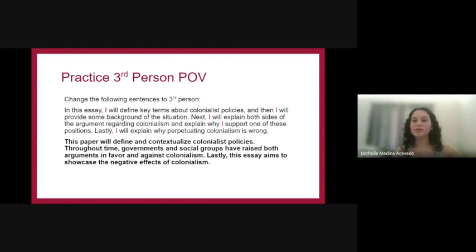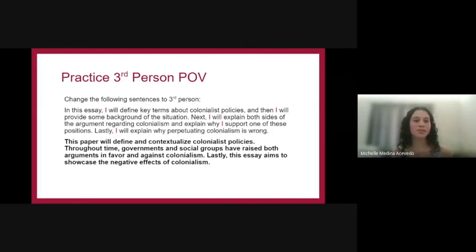And then the last sentence, I repeated what you guys had suggested, which is this essay aims to showcase the negative effects of colonialism. Now, in this sentence, I changed something. In the original version, it says, explain why perpetuating colonialism is wrong. And this is something that's very common in reflective or argumentative essays. We want to say, this is right, or this is wrong. And it doesn't necessarily mean that that is an incorrect way of saying it, but it's not very formal. It's not very academic. So in academic writing, we can suggest that something is right or wrong by proving it.